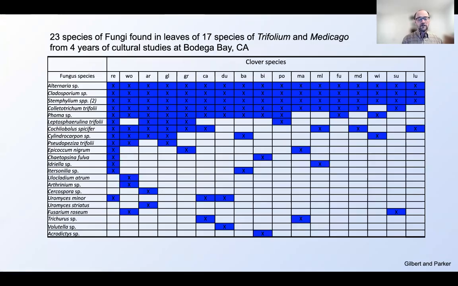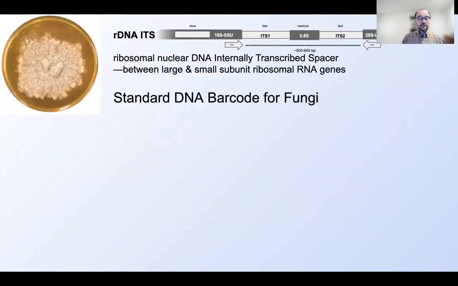Now, we can use those culture approaches to study the fungi associated with plants. And in fact, Ingrid Parker and I spent 4 years at Bodega Bay compiling this table that shows 23 species of fungi that we found in the leaves of 17 co-occurring species of clovers using those culture techniques. Some of those fungi are very common and widespread across lots of species, and some are more specialized. We identified those species with the help of the standard DNA barcode for fungi, which is the ITS sequence, which is this internal transcribed spacer region between the small and large subunits of ribosomal DNA.